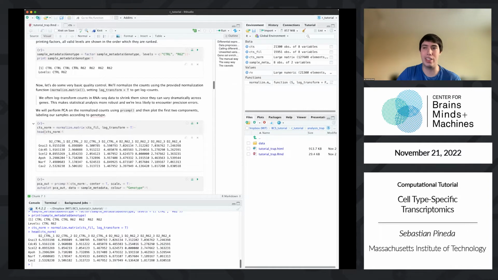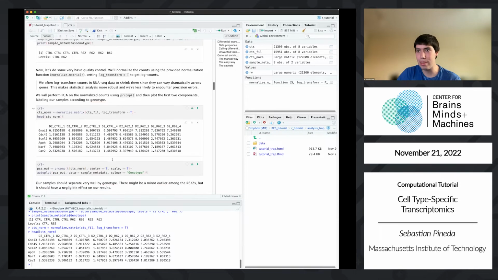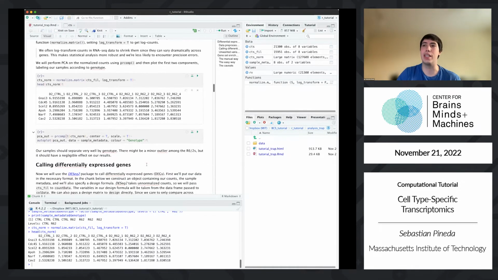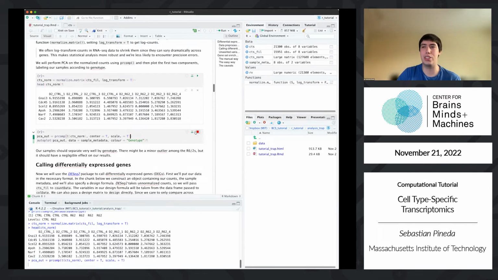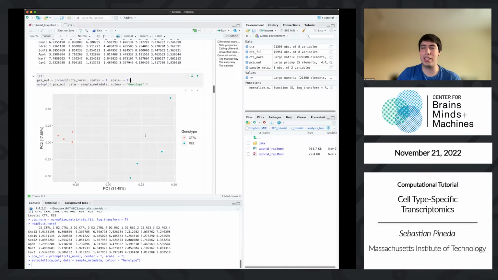So we no longer have integer counts. We now have log scaled normalized counts. And then the first thing we're going to do here is just a simple PCA. And that's going to tell us basically if we have any outliers, right? So we have 2 components. The first 2 components are sufficient to describe the variance between our control and our HD genotype.